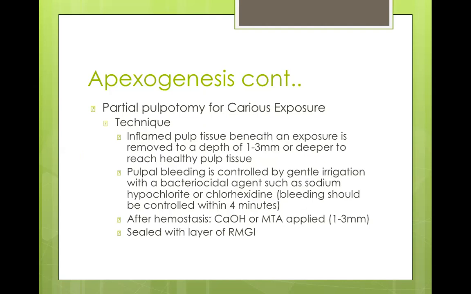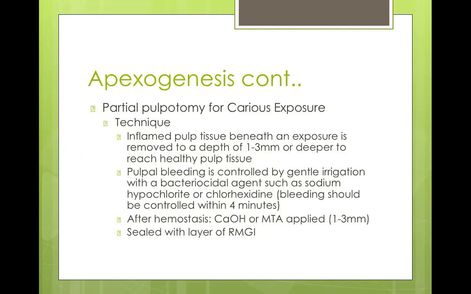Obviously, you remove the decay, and then you remove the inflamed pulp tissue beneath the exposure to about a depth of 1 to 3 mm or deeper until you pretty much reach the healthy pulp tissue. Irrigate to control the pulp bleeding.